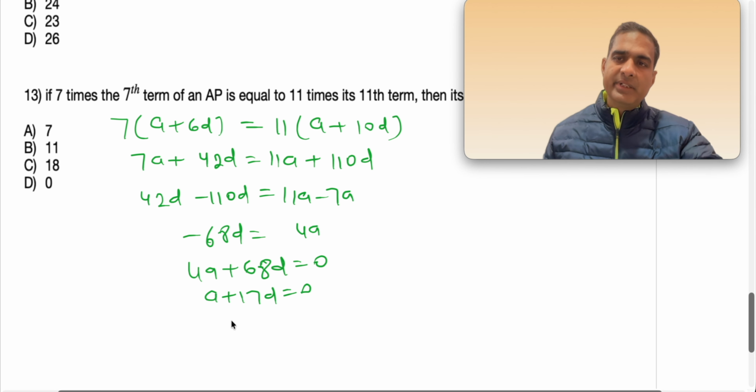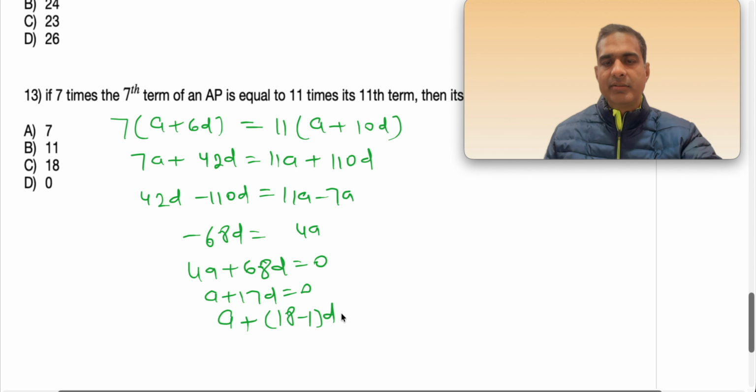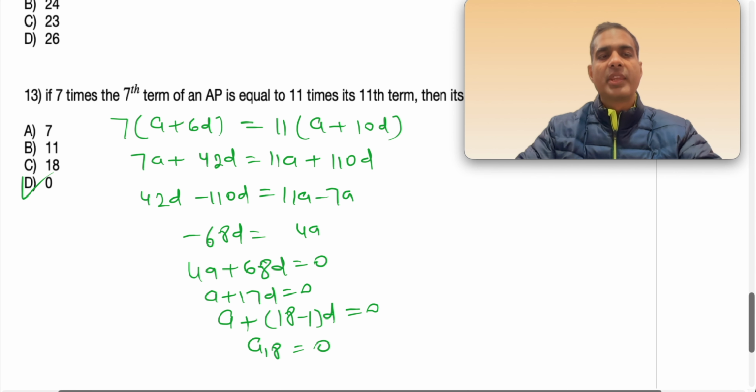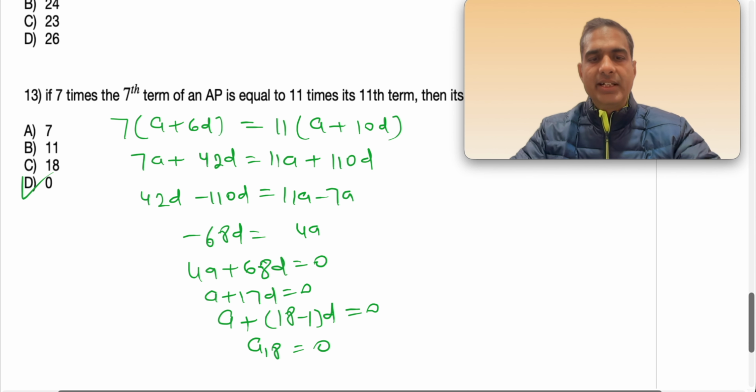Now a plus 17d, if we analyze it from the formula an is equal to a plus n minus 1 d, I can write a plus 17 as 18 minus 1 d, which is equal to 0. So this is the 18th term of the series, and its value is equal to 0. So our option D will be the answer. The 18th term of this series will be 0.